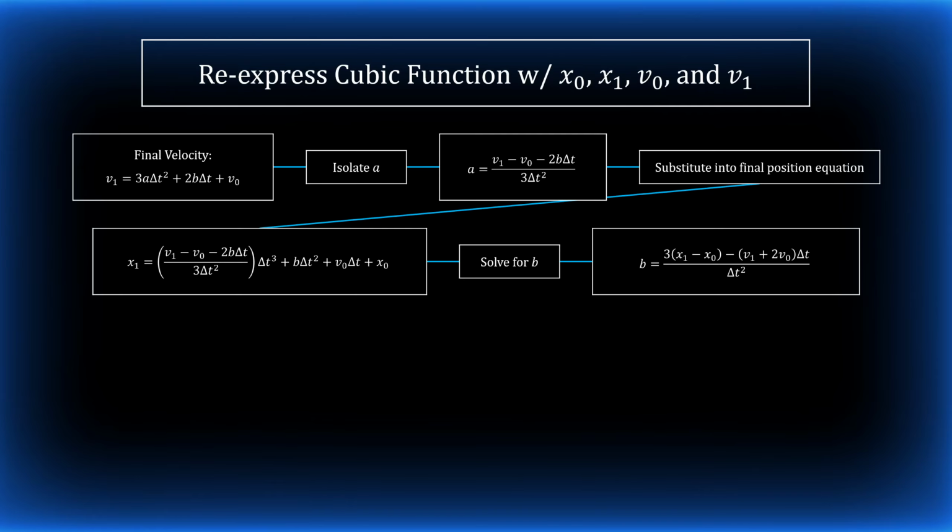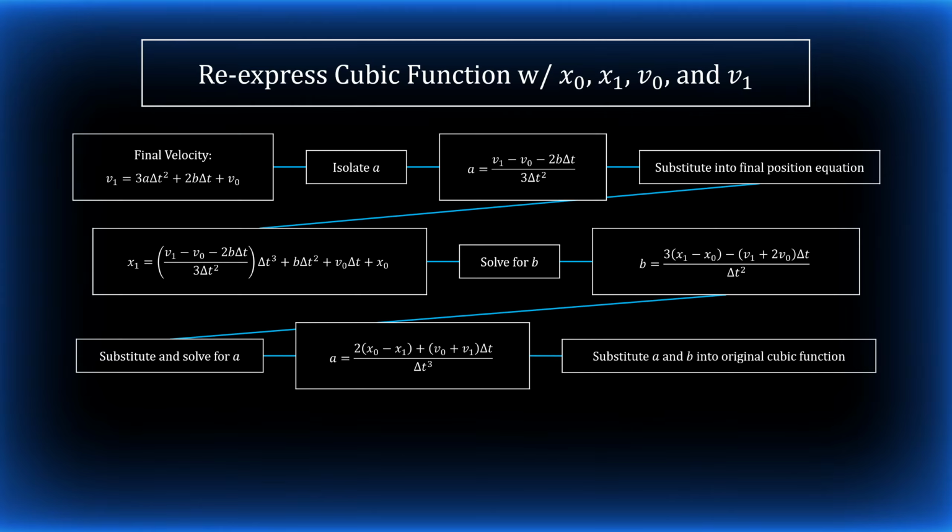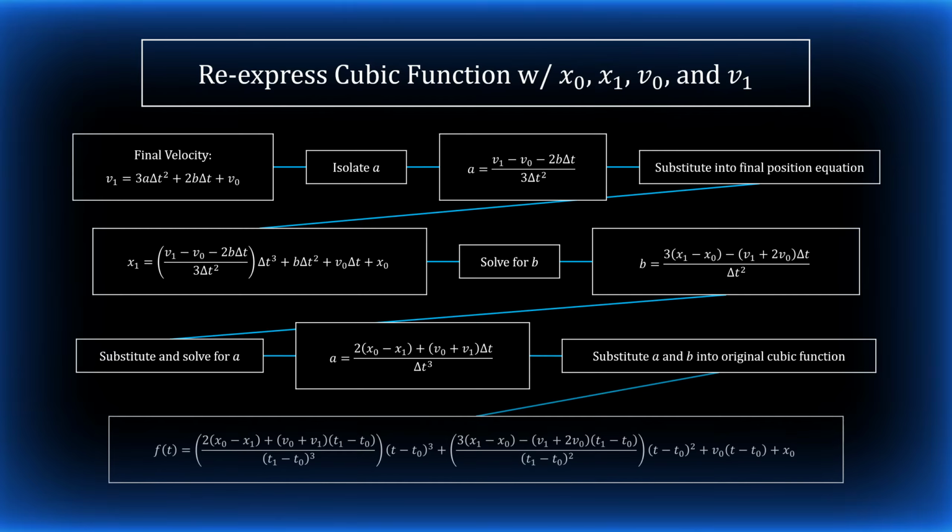So again, that was something that we were not able to do with the sinusoidal function. All right, now we're going to substitute that back and solve for A. So there we go. Now we've got A in terms of the boundary conditions, and then substitute those into the original cubic function, and bam, there we have it. It may look a little intimidating, but this is very powerful. It allows us to control the initial and final positions and velocities directly over any time interval of our choosing.